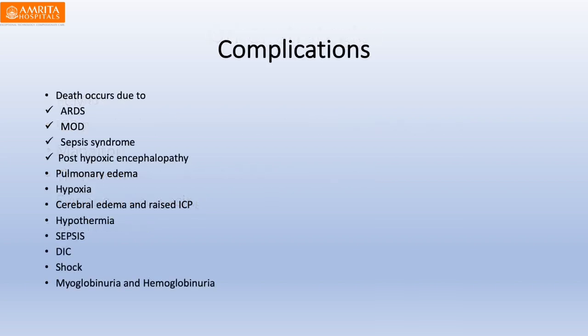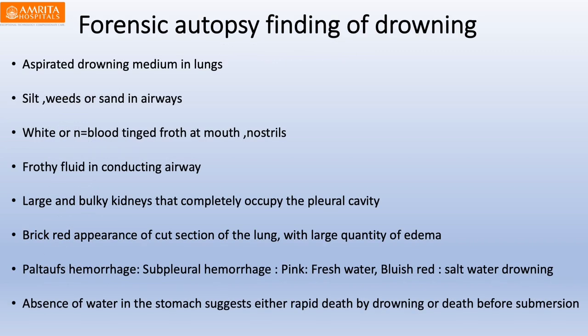Coming to the complications, death occurs basically due to ARDS, multi-organ dysfunction, sepsis syndrome, and post-hypoxic encephalopathy. So these are the main reasons why death occurs. There can also be other complications like pulmonary edema, hypoxia, cerebral edema, raised ICP, hypothermia, sepsis, DIC, shock, myoglobinuria, and hemoglobinuria, etc. And we have a small conclusion, because a lot of people are preparing for NEET.